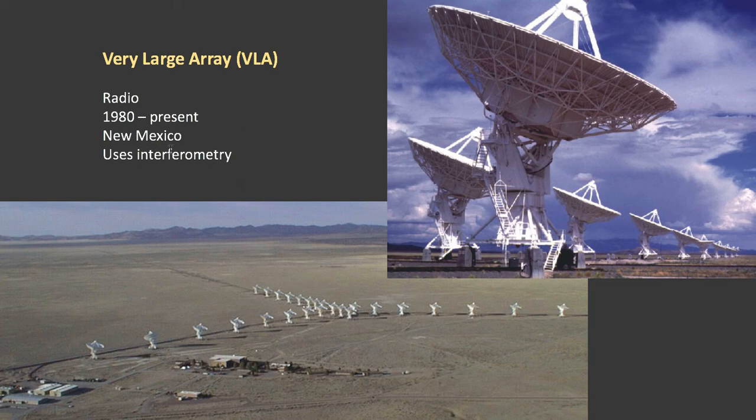This is located in New Mexico, and interferometry is a way to expand the size of your telescope without making the telescope unwieldy. So the Green Bank is one 100-meter telescope. This is many, many smaller telescopes that are linked together to work as one bigger one. And that's another way to do radio astronomy, through interferometry.